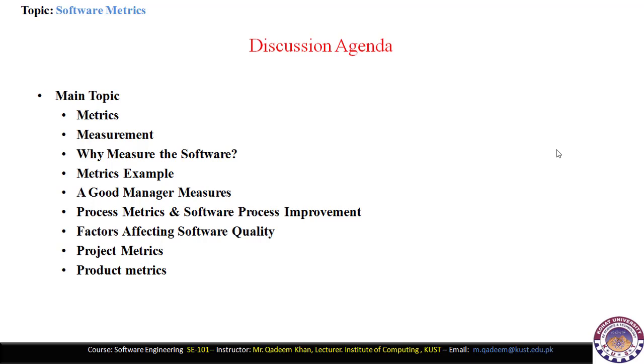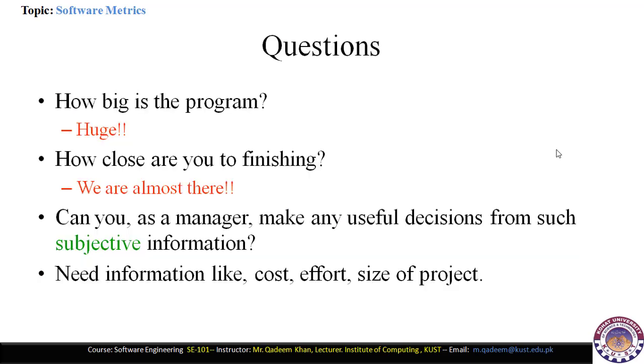And then we have the factors which affect the software quality, meaning that if the quality is degrading, there may be certain measurements which will be responsible. And then we have the project metrics and the product metrics.